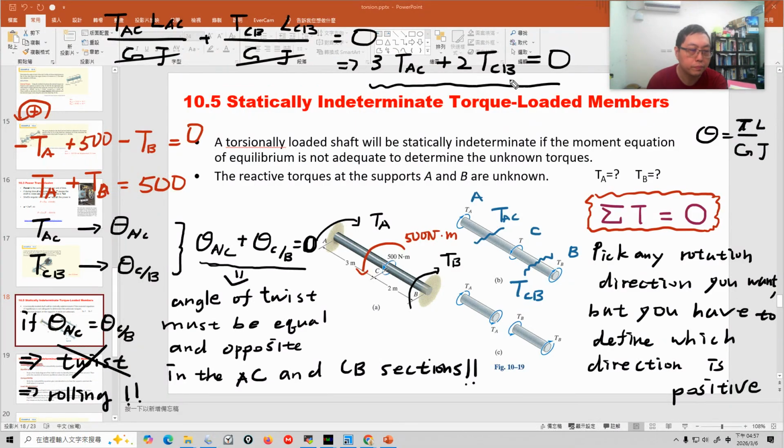Don't forget we have the equation from the rigid body equilibrium, so we have TA and TB. Sorry, I forgot one thing. In this problem, I also need to use the cut section method to get TAC and TCB. Let me write it. We also need a cut section.